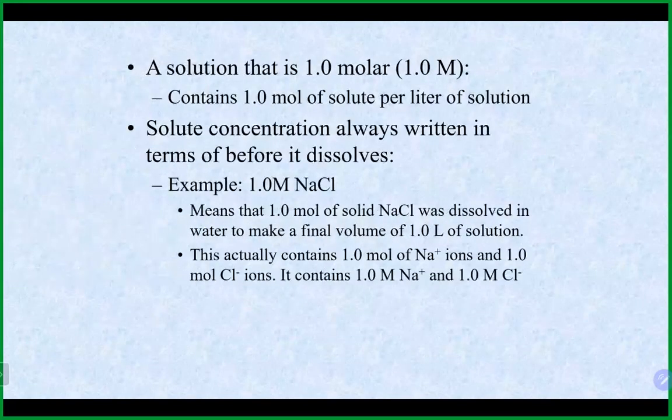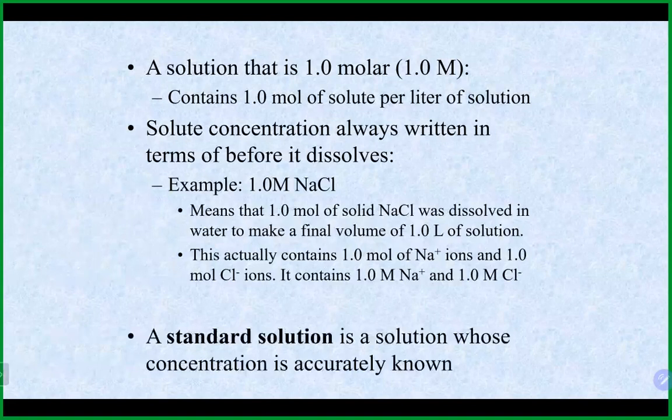So when we have something that is 1.0 molar, that's how we refer to it. It is written in terms of before it dissolves. So 1 molar sodium chloride would contain 1 mole of sodium chloride dissolved in enough water to make 1 liter of solution. It also would contain 1 mole of sodium ions and have 1 molar sodium and 1 molar chloride.